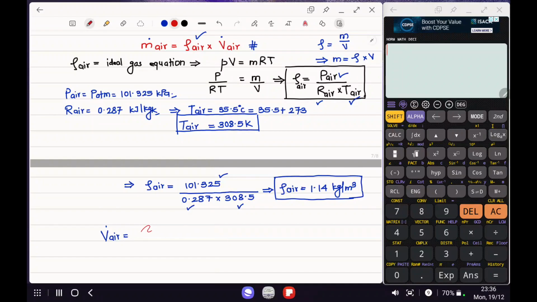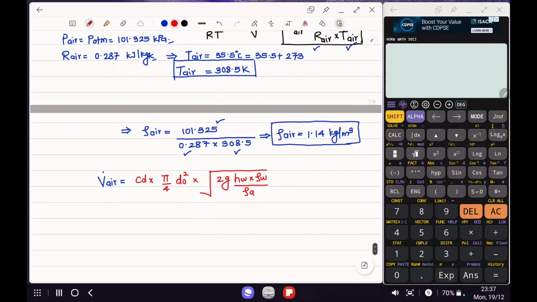So that will be equal to coefficient of discharge multiplied by pi by 4 into d0 square, that is diameter of orifice square, multiplied by the velocity component, which is indicated like this, root 2 g hw into rho w upon rho a. Now so many times this question is asked in the oral examinations, that how this particular bracket is created.